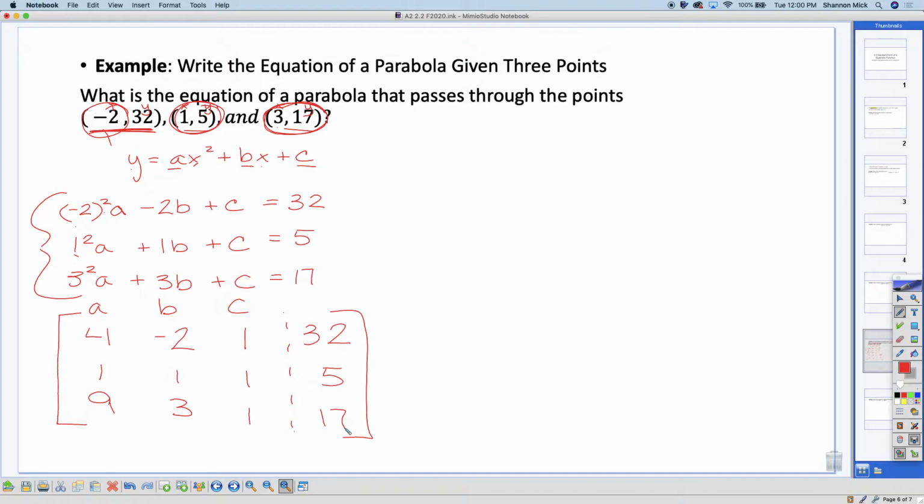Okay, so there's my matrix, yes? Yeah. Okay. So on your paper, I need to see your system, I need to see your augmented matrix, and then you can go to your calculator. If you don't want to do that, you can do it all by hand.